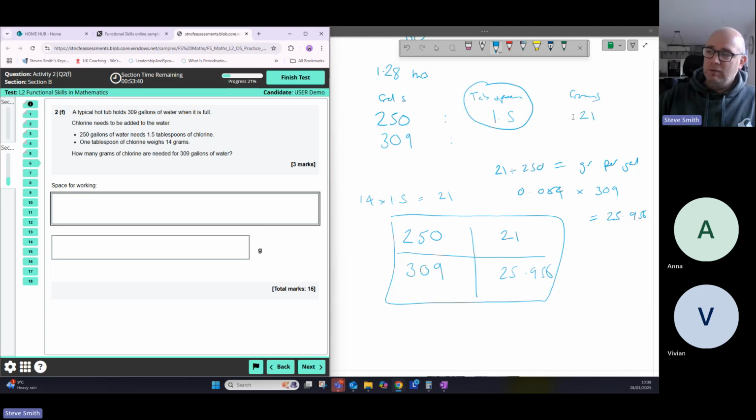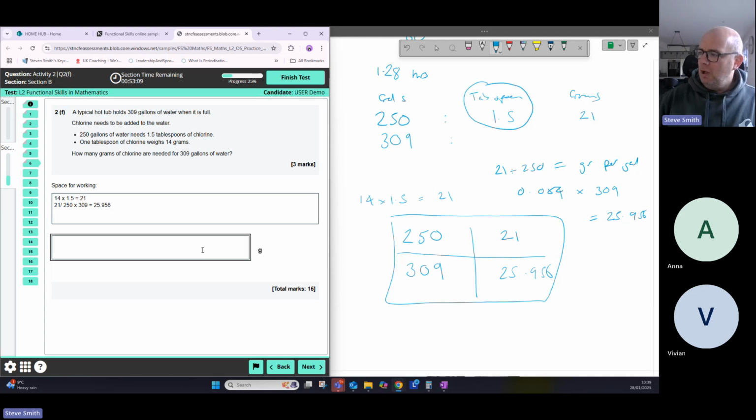So we put that there as 21. That's the first part. Once you know that, it doesn't matter about tablespoons. It just goes for the actual grams. So my workings out are quite straightforward here. I go 14 times 1.5 to start with, equals 21. So I know that part. Then I'm going to go 21 divided by 250 times 309 equals 25.956. And that's my answer for 3 marks there.